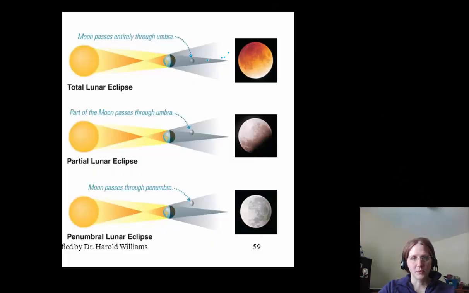So a total lunar eclipse means that the moon is going to be completely in the umbra. We'll come back to why it has that reddish tint in a second. A partial lunar eclipse is when it's partially through the umbra. And a penumbral lunar eclipse is just when it's completely in this partial shadow. I've never bothered with those. They're not as impressive to me. I've seen the partial lunar eclipses and I've seen the total lunar eclipses, the top two.